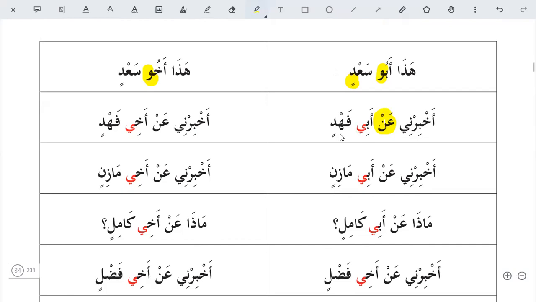Akhbirni an abi fadin. Tell me about Fahad's father. This is Fahad's father, father of Fahad. When Abu is mudaf, it will in this case be Abi.